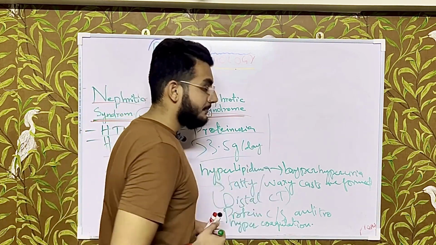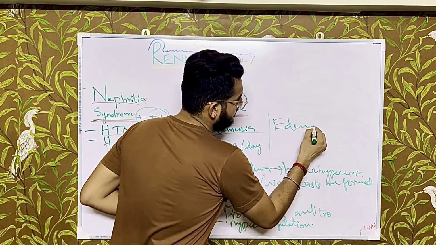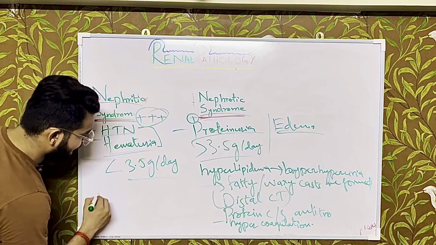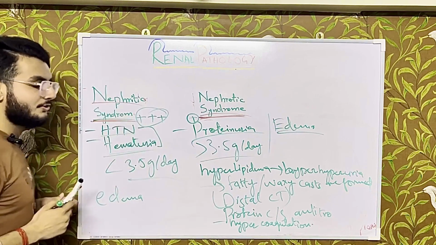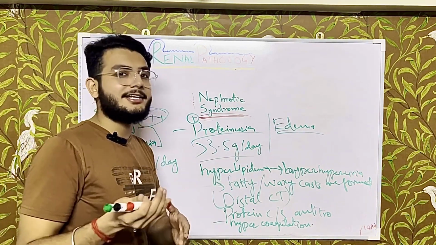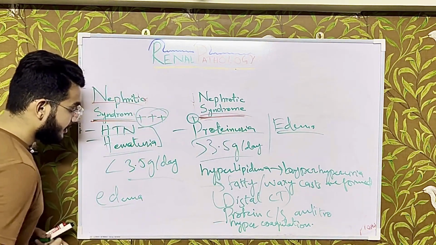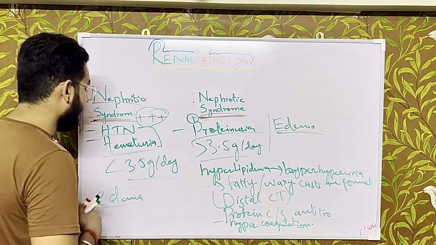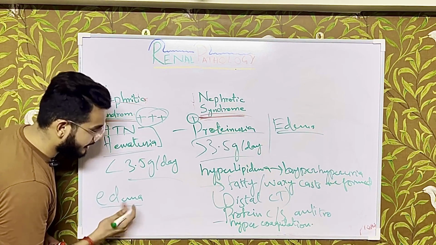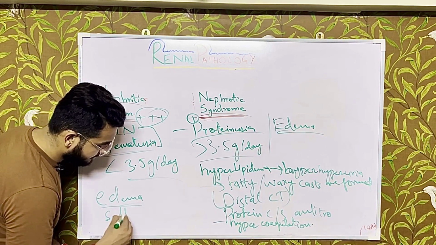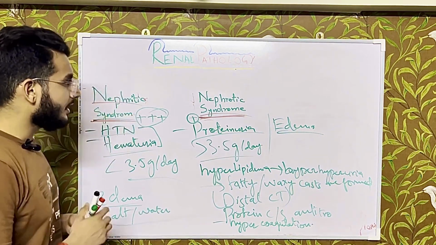Now the last but not the least feature of the nephrotic syndrome is the edema. This edema is also seen in the nephritic syndrome, but it is much milder than in the nephrotic syndrome. What factors are involved in the occurrence of edema? In the nephritic syndrome, this edema is because of the hypertension. Because of hypertension, salt and water retention increases, thereby causing the edema.